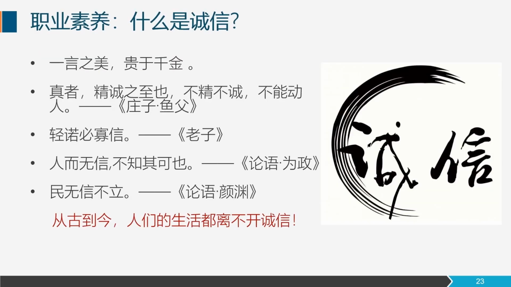Professional literacy. What is integrity? From ancient times to the present, people's lives cannot do without integrity. In the Zhuangzi Fish Father, it is said, "Truth is the utmost sincerity. Without sincerity and integrity, one cannot move others." In the Lao Tzu, it is said, "Light promises lead to little trust." In the Analects Governance, it is said, "A person without integrity, one does not know if they can be relied upon." In the Analects Yin Yuan, it is said, "Without trust from the people, one cannot establish oneself."